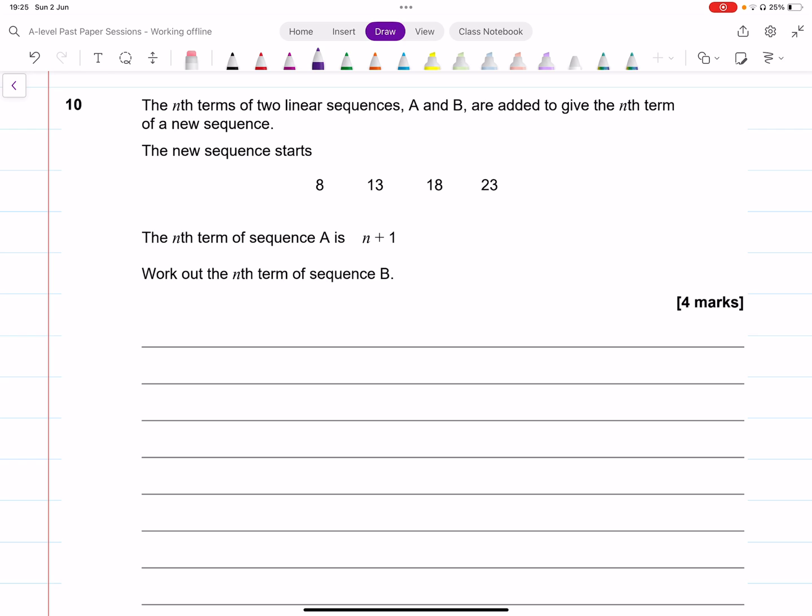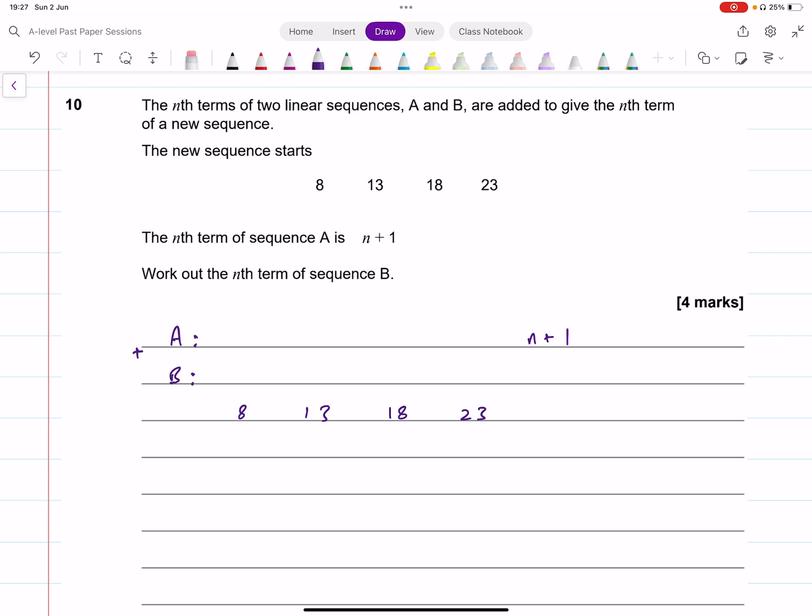Okay, so we have this sequence, and we have a sequence A. The nth term of sequence A is n plus 1. There's a sequence B. We do not know what the nth term of that sequence is. And the sum of these two, because A and B are added to give the nth term of a new sequence, looks like this: 8, 13, 18, 23, and so on.